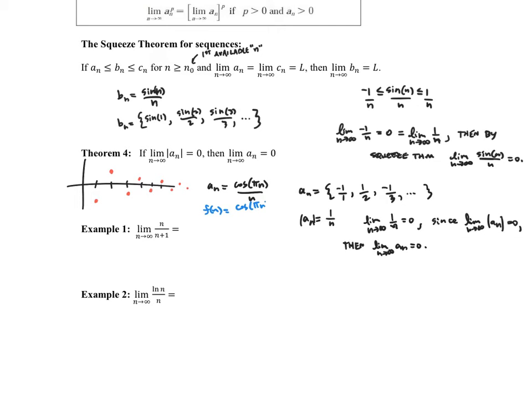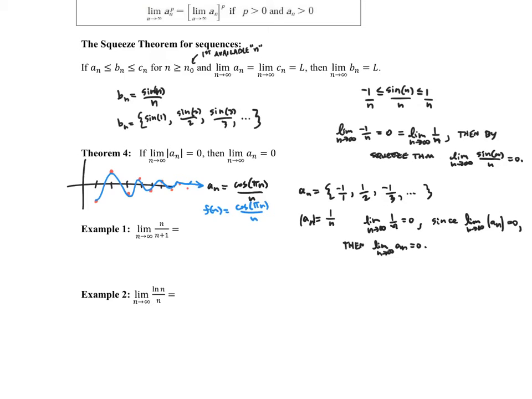Cosine of pi n over n. Let's just start at 1 to keep it simple. It would kind of look like this. What you can see is that it's eventually approaching a horizontal asymptote of 0. Okay, let's look at examples 1 and 2 now, and then we'll continue.